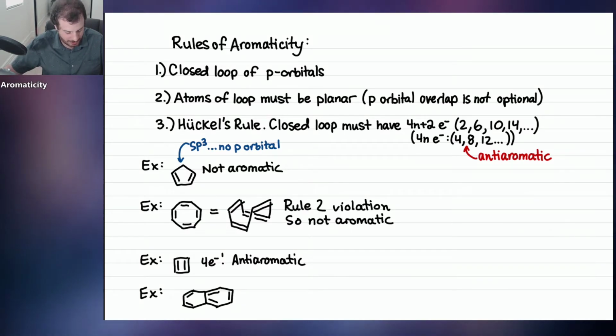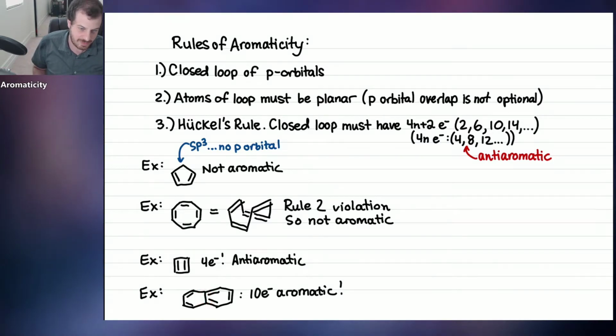We count up the pi bonds. 1, 2, 3, 4, 5. 5 times 2 is 10 electrons, so that meets Huckel's rule as being aromatic. So 10 electrons, aromatic. The fact that there is this line down the middle doesn't really matter. It doesn't affect the properties of the compound. It's still able to have this closed loop of electrons around the outside, so it is aromatic.